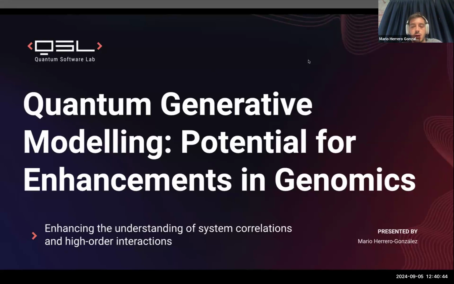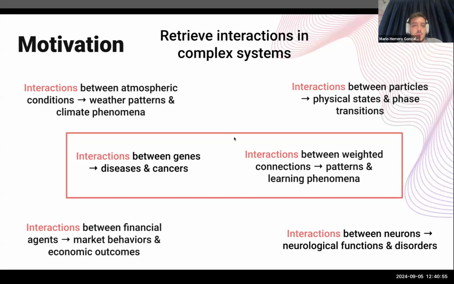So what we try to do here, the main message is that we try to enhance the understanding of the system correlation and their higher order interactions. And yeah, so this is what we want to do. We want to retrieve interactions in complex systems. These are everywhere, and this is what gives us the resulting phenomena. So, for example, interactions between atmospheric conditions, resulting weather patterns and climate phenomena. Also, mathematically, we can say that the interactions between particles will give us the physical state and phase transitions.